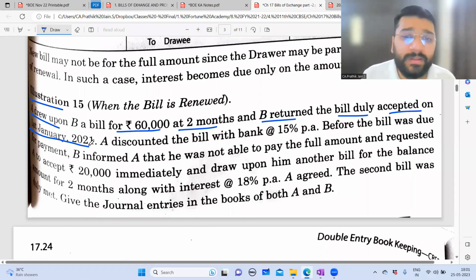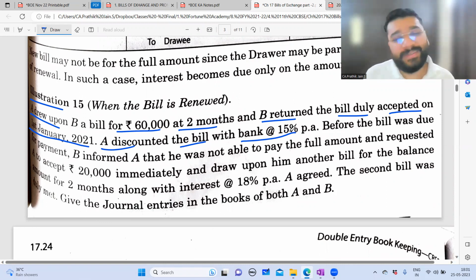Now, guys, the bill value is 60,000, the credit period is 2 months, and the acceptance was done on 1st January. When the bill was issued is not given, so we presume that the issue of the bill and the acceptance of the bill happened on the same date, which is 1st Jan 2021. Only one date is available, so we have no other option but to go with that date. Now, guys, A discounted the bill with bank at 15% per annum. So this is which case? Case 1, case 2, case 3, case 4.